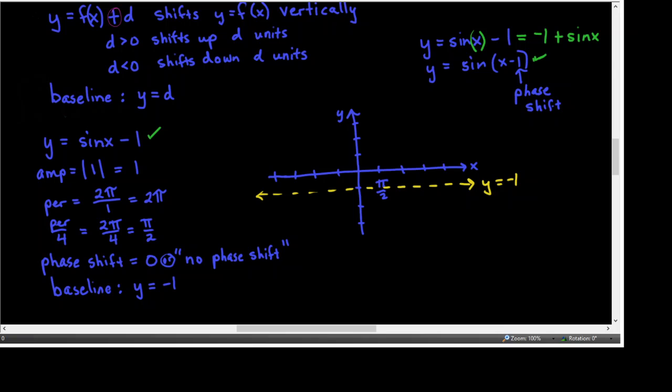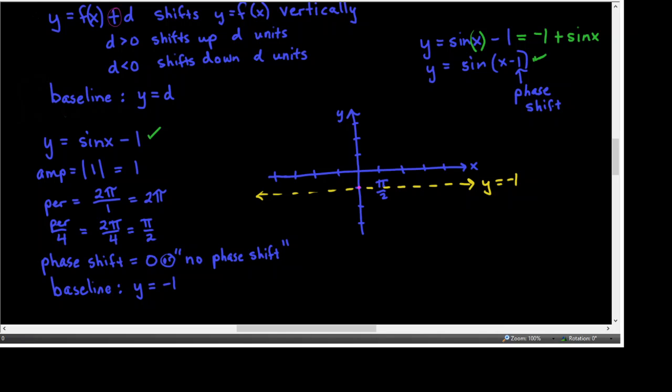What the baseline acts as is a new middle. The whole graph is being shifted, in this case, down 1. And so that means that the middle values will now be 1 below the x-axis. And so by drawing this baseline at y equals -1, it's a location for my middle values. So you have to really pay attention when you're doing this graph. So I'm thinking, first of all, at 0, sine of 0 is 0, -1 is -1.